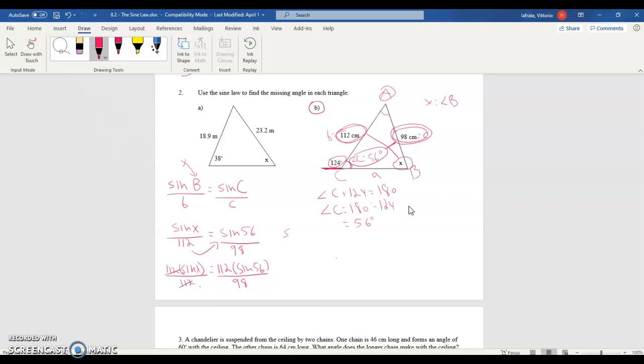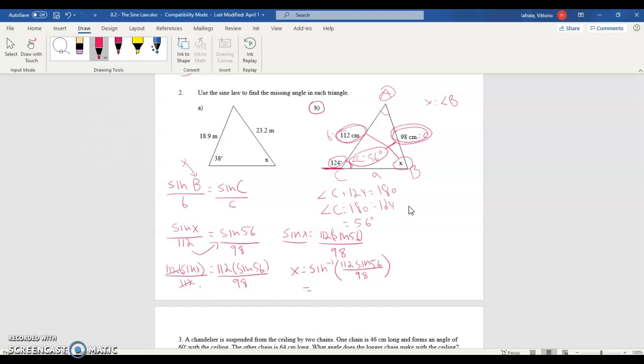I'll continue the work here. I get sine of x is equal to 112 sine 56 over 98. Now this is not my angle yet. This is just sine of x. To find my angle, I need to write x, that's my angle, is equal to the inverse sine of 112 sine 56 over 98, and that should give me my angle.